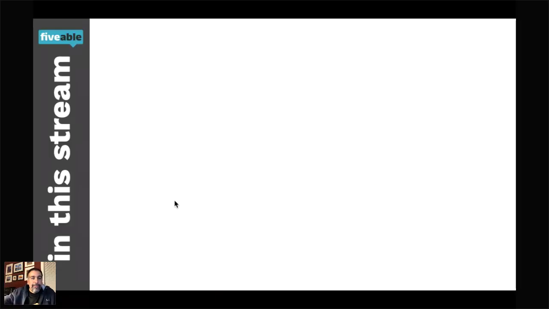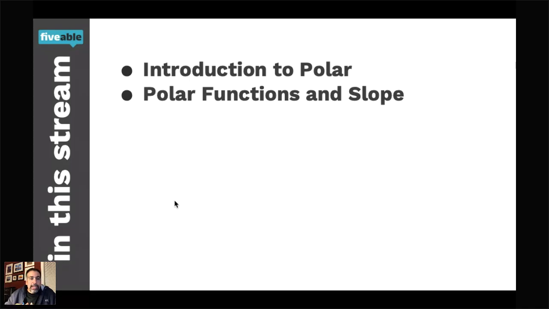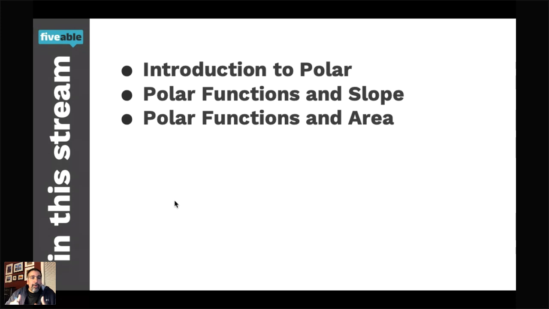Tonight in this stream, what I'm going to focus on is an introduction to polar coordinates, what they are, and how we can get our students to really understand them. We're going to look at polar functions and slope, and what it means to find the slope of a polar function. We're so used to finding slopes of rectangular functions. Does it work the same way with polar? We're going to take a look at that. And then, of course, how do you do area with polar functions and do it correctly?